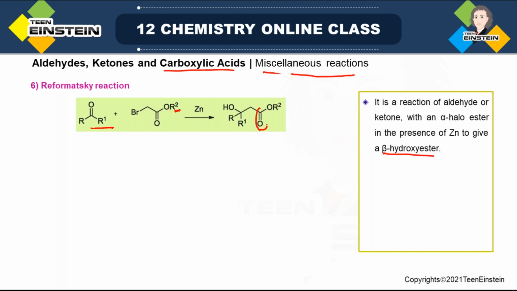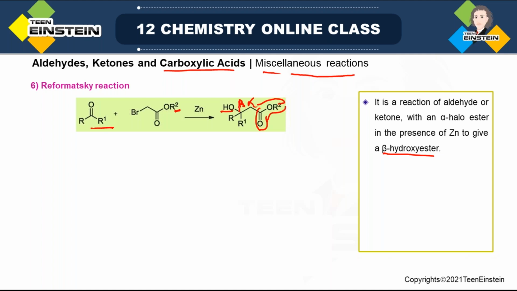Now this is ester group COOR2. With respect to this group, this position is alpha. This position alpha, this position beta. So at beta position there is hydroxy group, so that is why the name of the compound is beta hydroxy ester. Now how this product we are getting from these two reaction partner, that we will see.